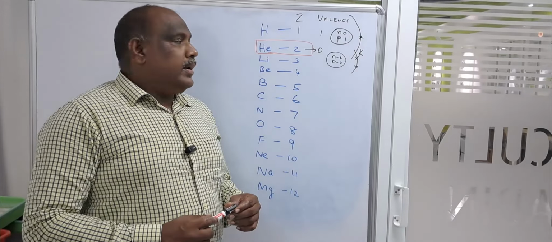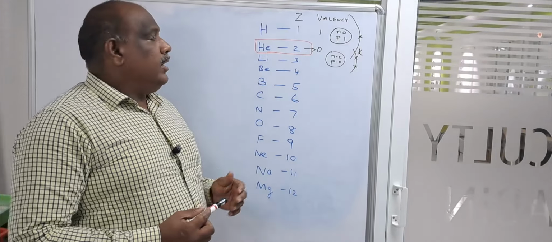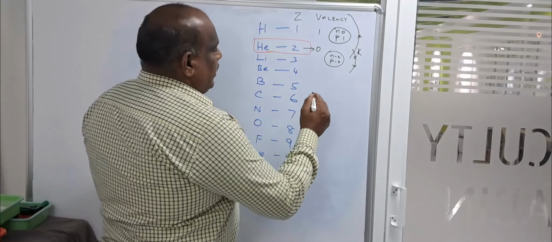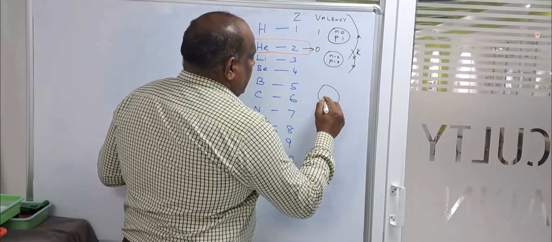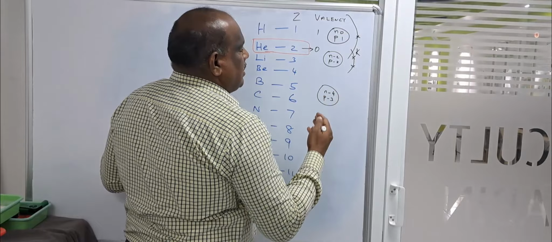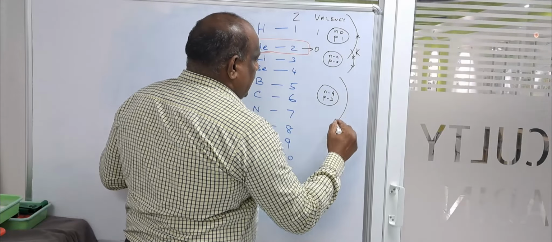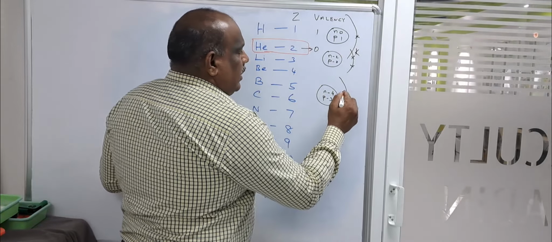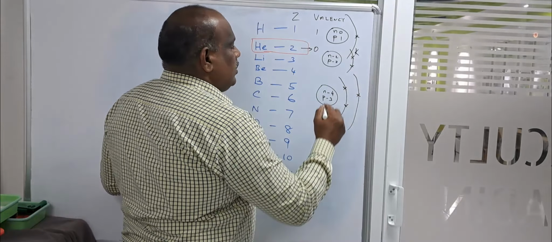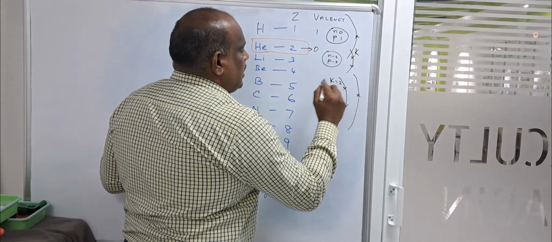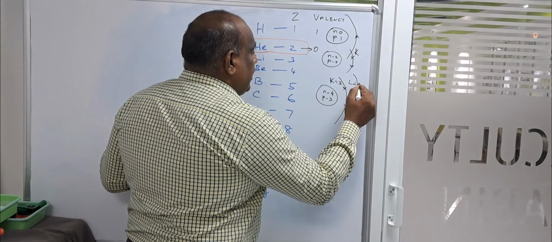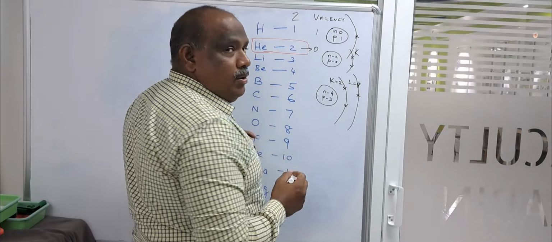Let us now continue with the lithium element. The atomic number of lithium is 3, so the number of protons is 3. Neutrons is actually 4 because the mass number is 7. The number of electrons will also be 3. The first 2 electrons will be in the K orbit, and the next electron will be in the next orbit. Even though the L orbit can have up to 8 electrons, here we are having only 1 electron.